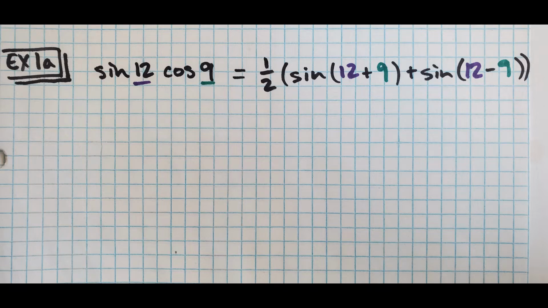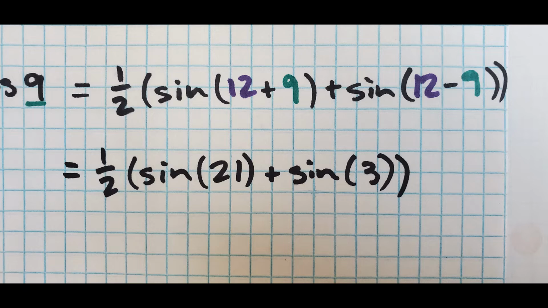12 plus 9 is 21. 12 minus 9 is 3. So we get to this step. Now, it doesn't look pretty, but this is where we leave it because there's nothing to simplify. There is no sine of 21 on our unit circle. There is no sine of 3. We could use a calculator and get some awful decimals, but this is a better answer because we're not rounding, we're not chopping anything off. So this is the best way to write this answer, okay?